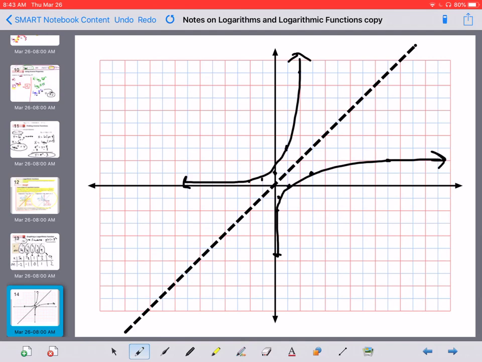So if you can graph an exponential, which is relatively easy, when you graph a logarithmic function, all you got to do is just reflect it because they're inverses of one another.